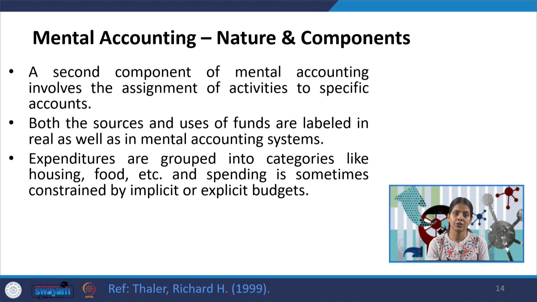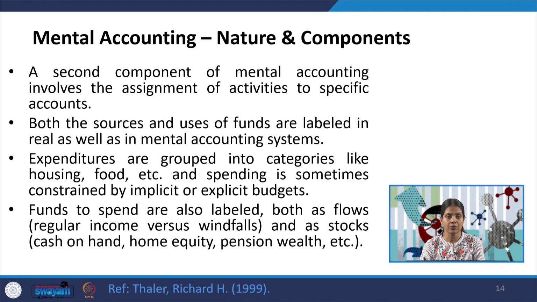Expenditures are grouped into categories like housing, food, etc., and spending is sometimes constrained by implicit or explicit budgets. So, budgets actually play an important role in mental accounting. Funds to spend are also labeled both as flows, which are like regular income, versus windfalls, and as stocks like cash in hand, home equity, pension wealth, etc.